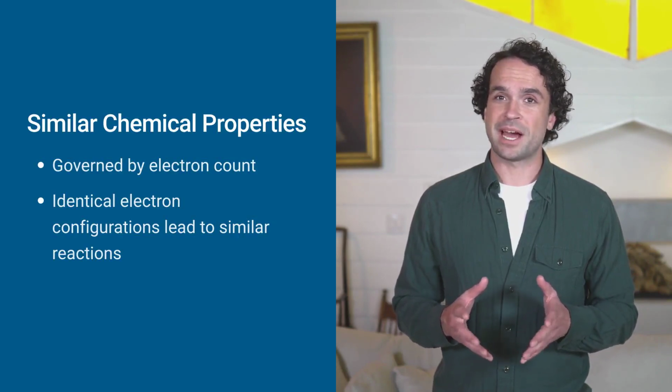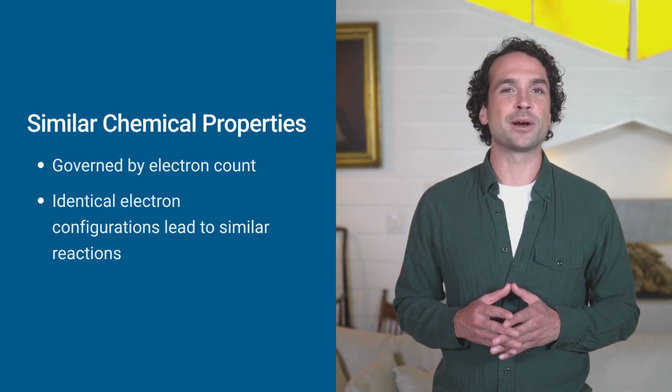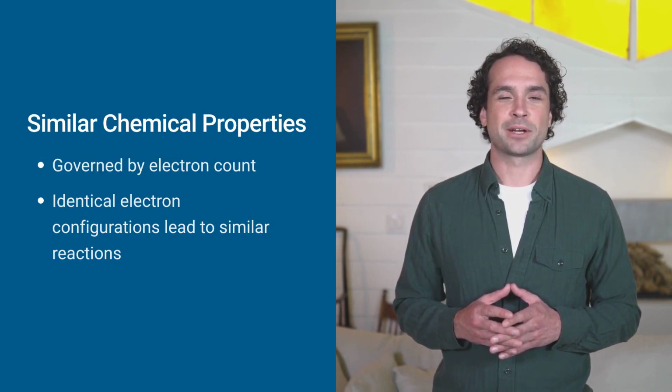Despite their differences in mass, isotopes of the same element exhibit remarkably similar chemical properties. This is because chemical reactions are primarily governed by the number and arrangement of electrons, which are identical for all isotopes of a given element. The number of protons determines the electron configuration, and since protons are constant, so are the chemical interactions.